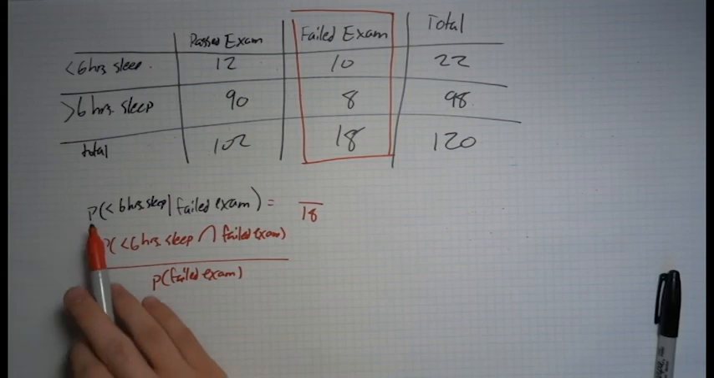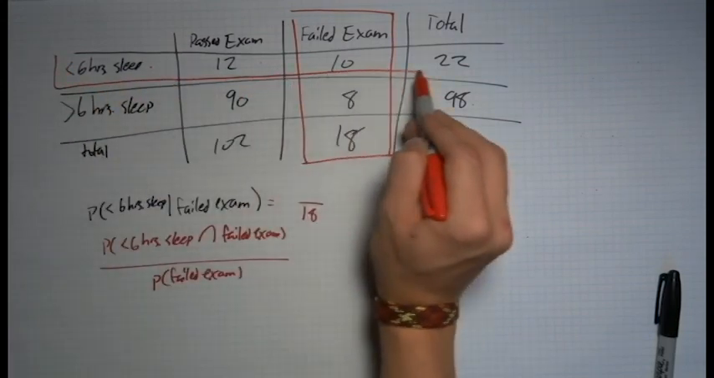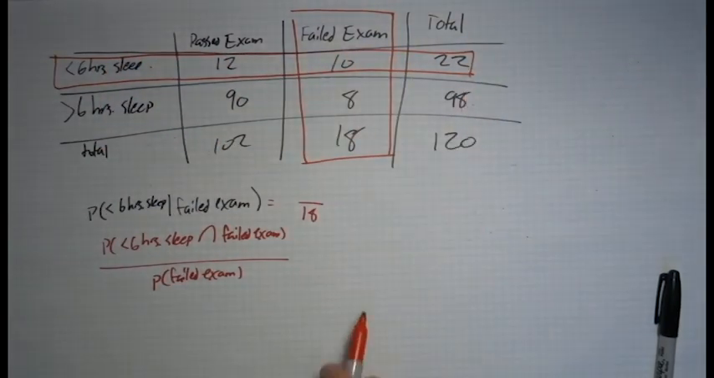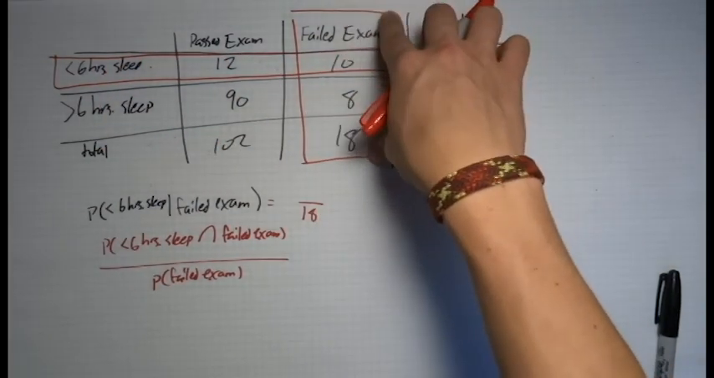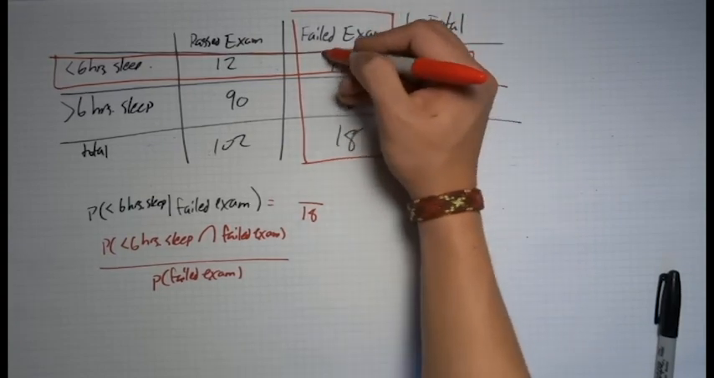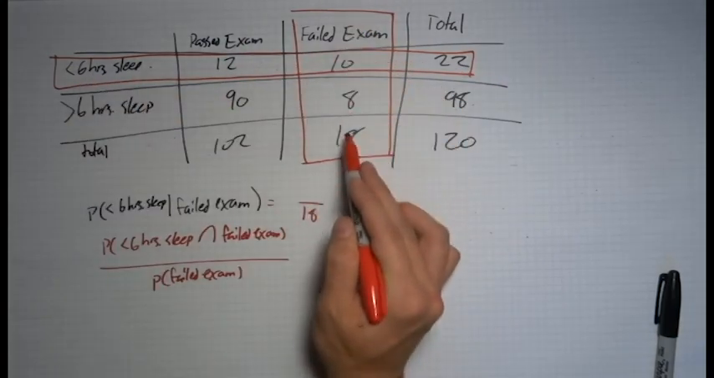So the probability that they got less than 6 hours of sleep. Over here, we now need the number of people that got less than 6 hours of sleep. Well, we're picking someone that failed the exam, no matter what, that failed the exam. This is the only box we care about, this one right here, where they got less than 6 hours of sleep and failed the exam.